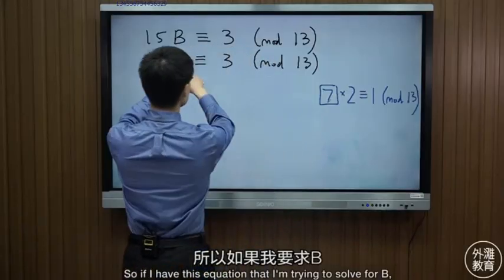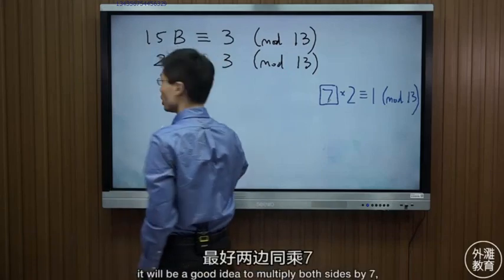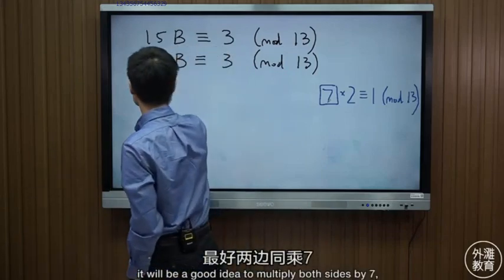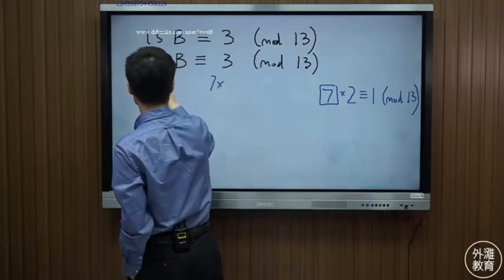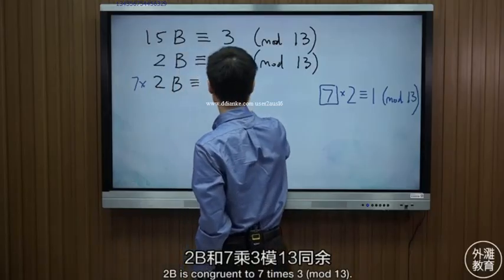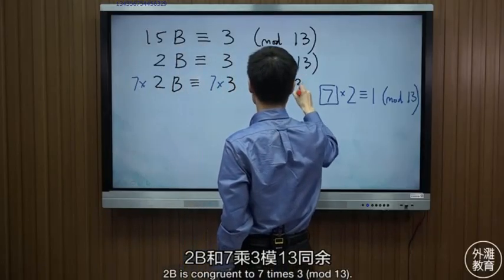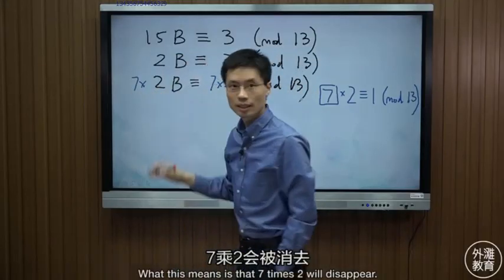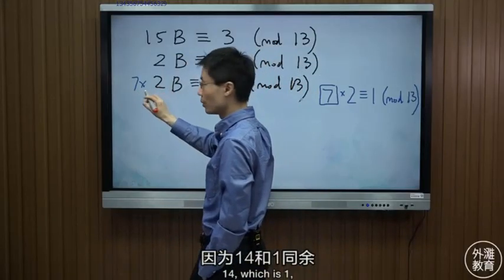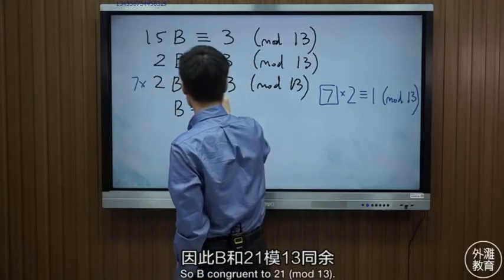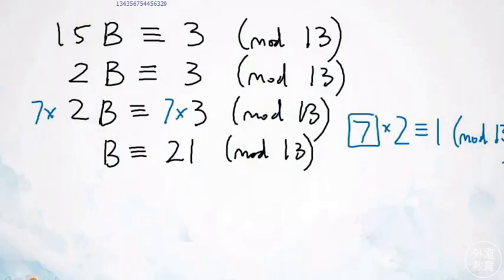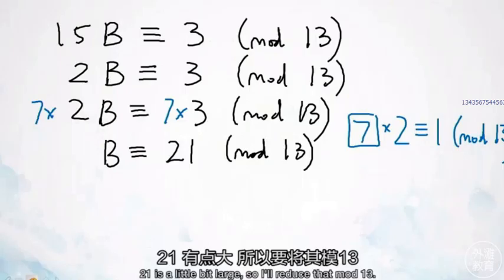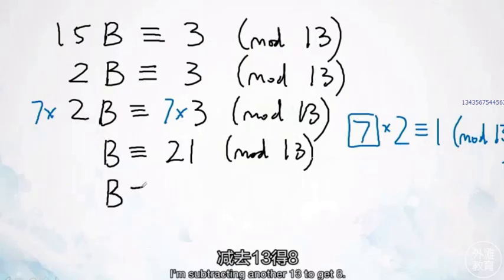So if I have this equation that I'm trying to solve for b, it would be a good idea to multiply both sides by 7. 2b congruent to 7 times 3 mod 13. What this means, the 7 times 2 will disappear. 14 is 1. So b is congruent to 21 mod 13. 21 is a little bit large, so I'll reduce that mod 13 by subtracting another 13 to get 8.